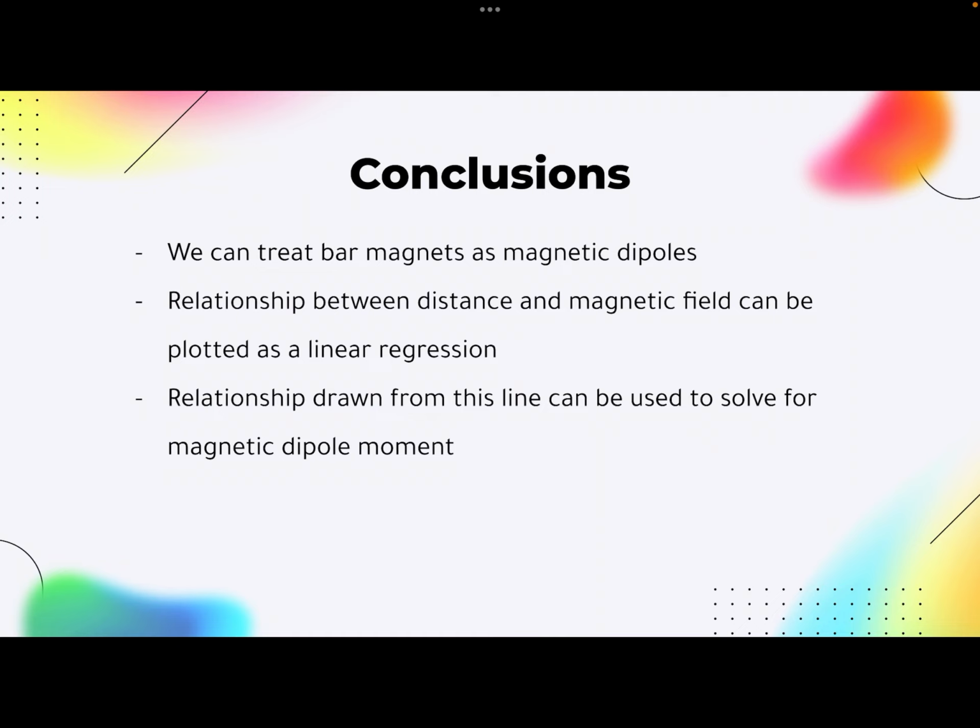And some parting remarks are that we can treat bar magnets as magnetic dipoles, and we can look at the relationship between distance dependence and magnetic field and conveniently plot it as a linear regression. And then through this, we can easily solve for the magnetic dipole moment.